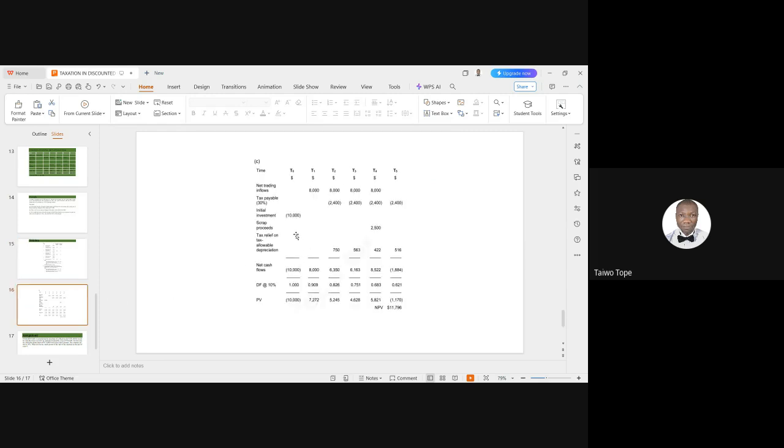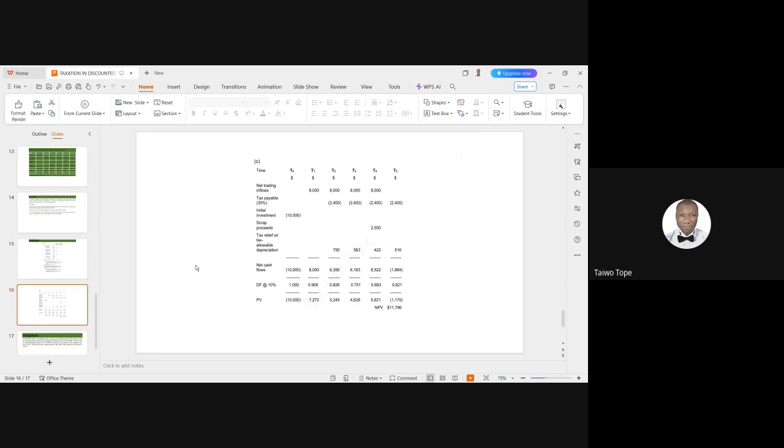So for you to determine your net cash flows, it's 10,000 plus 0, you have 10,000. 8,000 plus 0, 8,000. Now the addition of 8,000 and 750 less 2,400, you have 6,350. The addition of 8,000 and 563 less 2,400, you have 6,163. The addition of 8,000 and 422 less 2,400, you have 8,522. The addition of 2,500, minus 2,400 plus 516, you have a negative of 1,884. So these are the net cash flows.